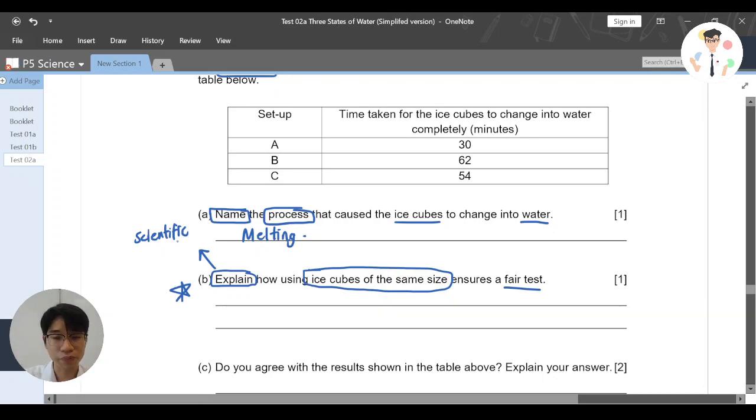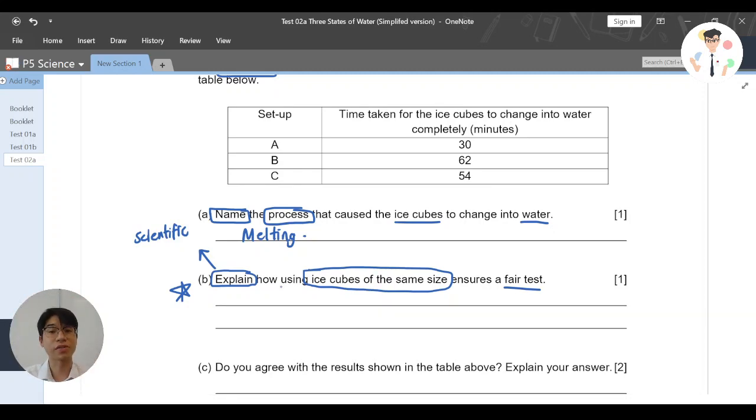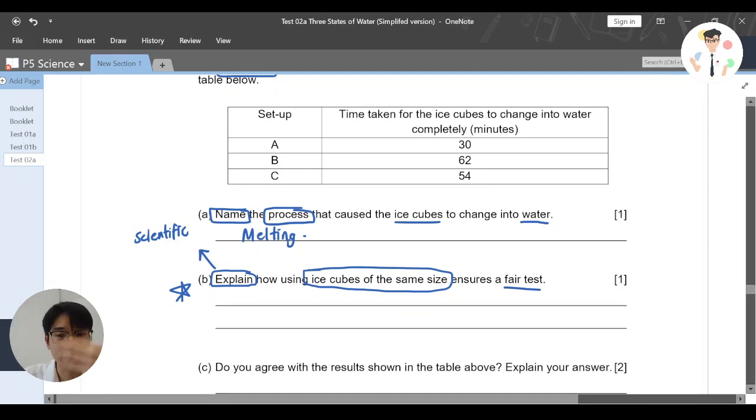Okay, how? By using ice cubes of the same size, it ensures that the result is only affected by the number of plastic bags, but not the size of the ice cube. Because you want to be fair. If I give you one big ice and one small ice, I wrap it, it doesn't make sense, right? Okay, so let me explain in a more scientific way.